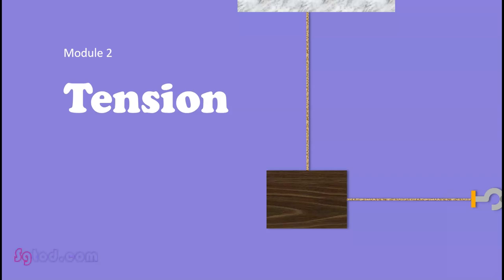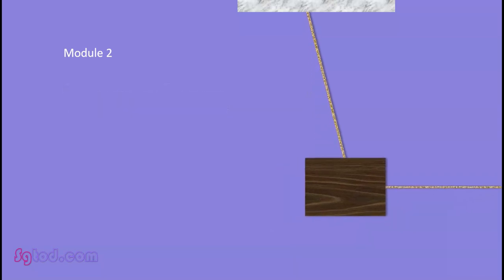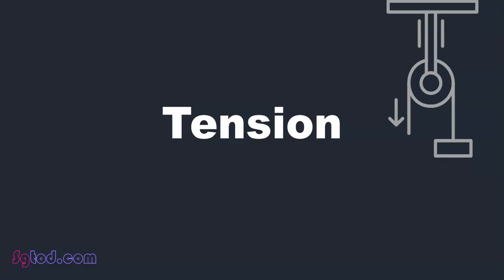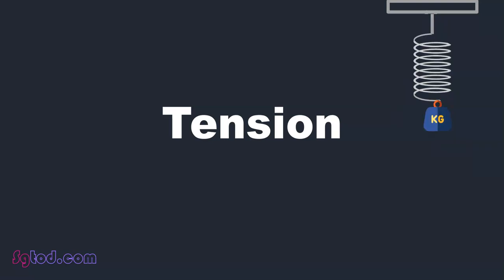In this lesson, we are going to cover the fifth and final type of forces, tension. The force that arises in any body when it is stretched is called tension. Tension is the force in a rope or spring when it is stretched.